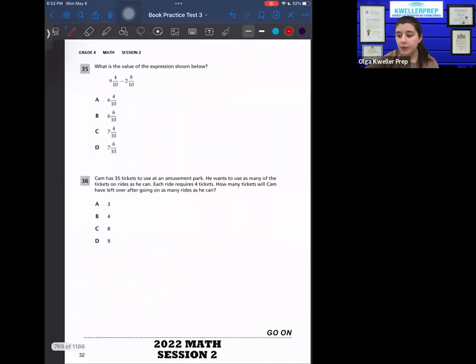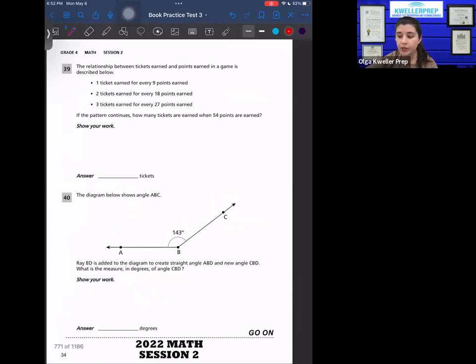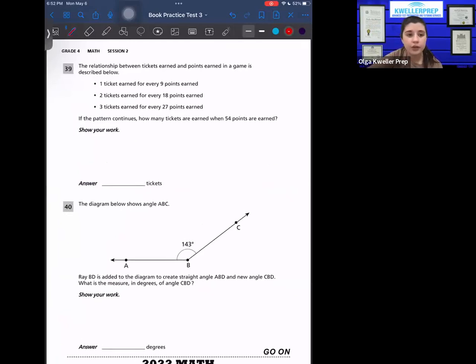All right, so with that being said, we're going to skip these next few pages and we're going to run to the short answer questions. We're going to do these 2 pages of short answers. Okay, so this first short answer, we have the relationship between tickets earned and points earned in a game is described below.